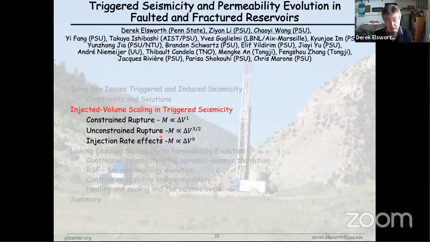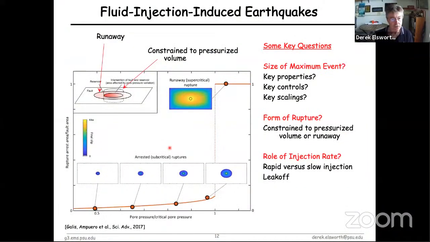And the bottom line is that they scale with relation to the volume of fluid that's injected. They may also scale with rates, but we'll ignore that for now. And we'll look at the idea of injecting fluids into a reservoir, and this little figure explains the mechanisms by which this might occur. So you might inject fluids into a reservoir. The fluids will go out from the borehole to infiltrate an area within that reservoir.